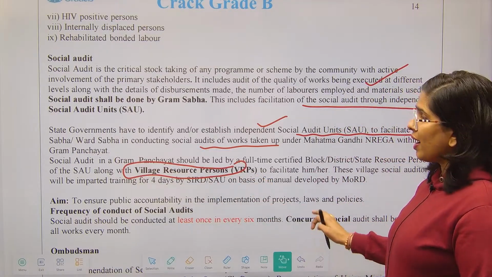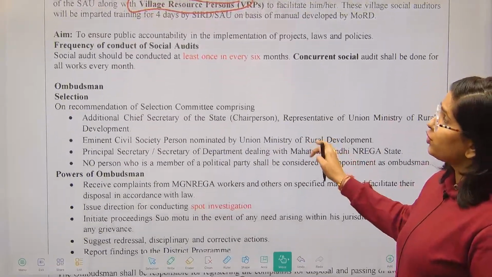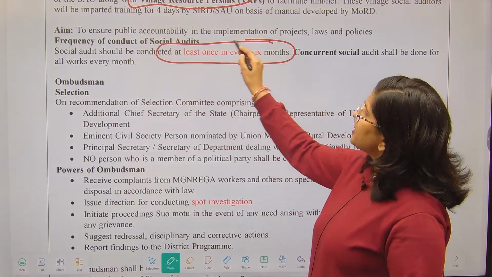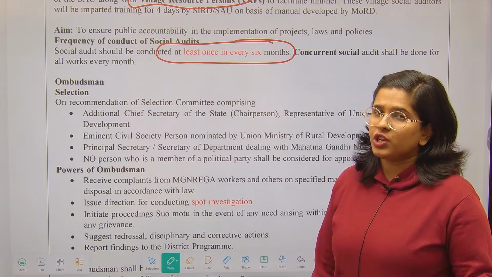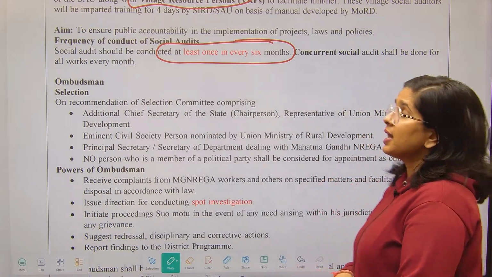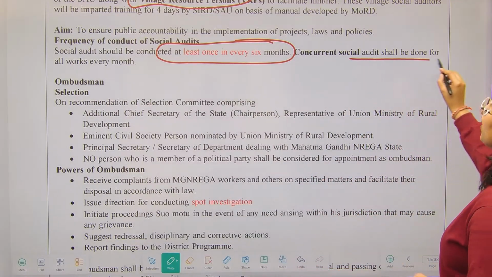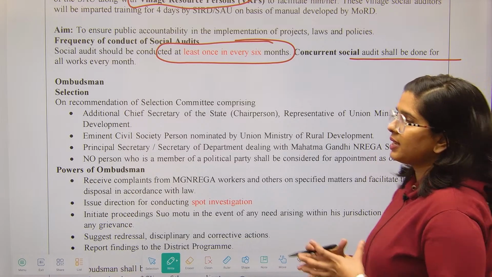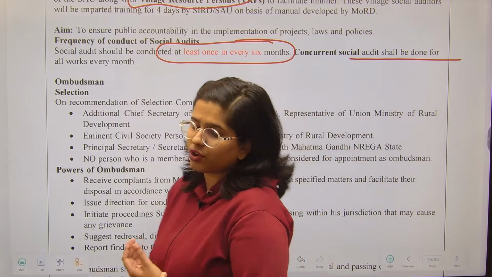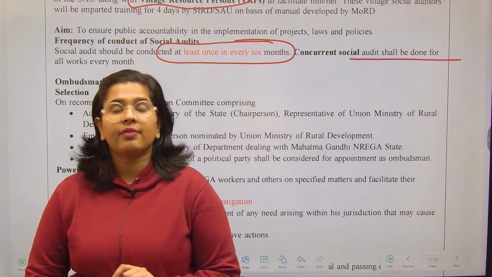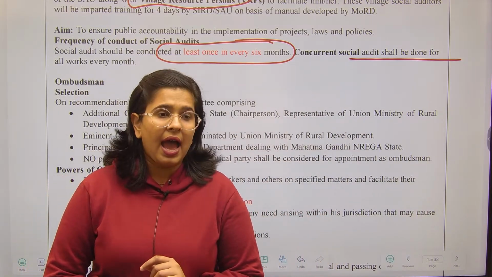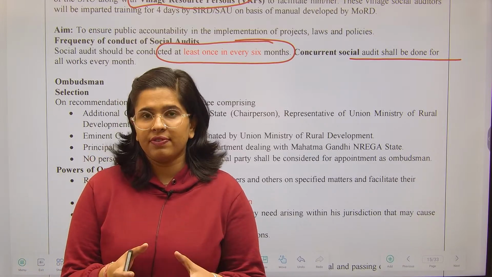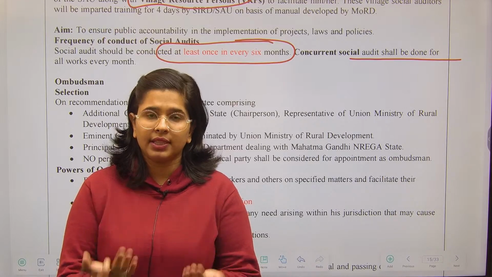Then there is a village resource person as well to help in the social audit related part. Now you have to see the timing. Social audit should be conducted at least once in every 6 months. ठीक है, 6 महीने में एक बार social audit is compulsory. Concurrent social audits shall be done for all works every month. So social audit is that the people who are the beneficiaries of it come together and see what kind of work has happened, and whether the amount that has been spent truly justifies the work that has been done on the ground, right?